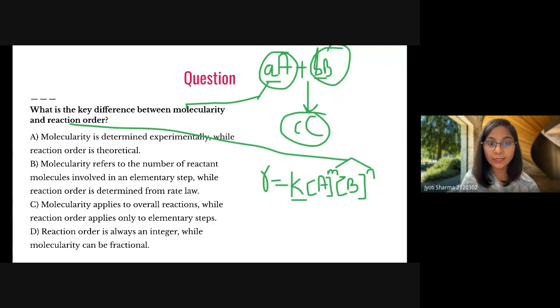Based on that, you can remove some of the options. The second thing is that m and n, because we are calculating them experimentally, can be whole numbers or fractional numbers. But small a and small b will be integers, right? So now can you tell me what the answer should be for this?